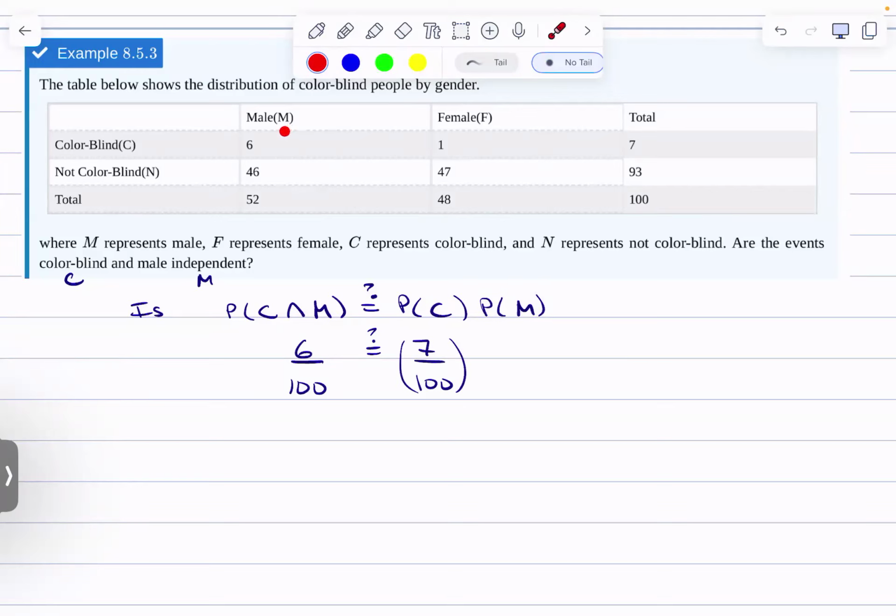And then the probability of being male is 52 out of 100. Right, these probabilities are the overall probabilities. So 52 out of 100. So if you use your calculator and make sure you use your brackets, right? Let's try it and see what happens. 7 over 100 times 52 over 100.